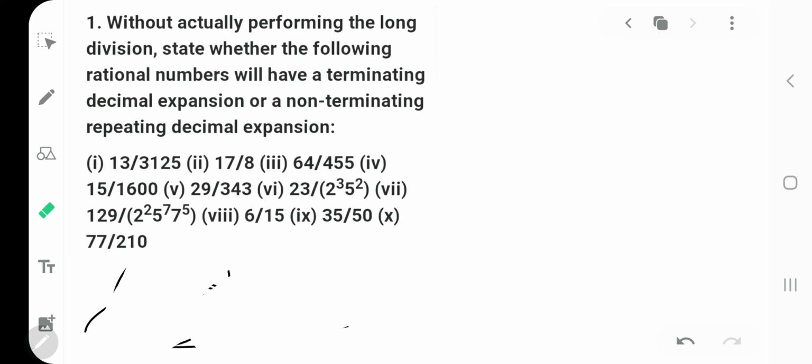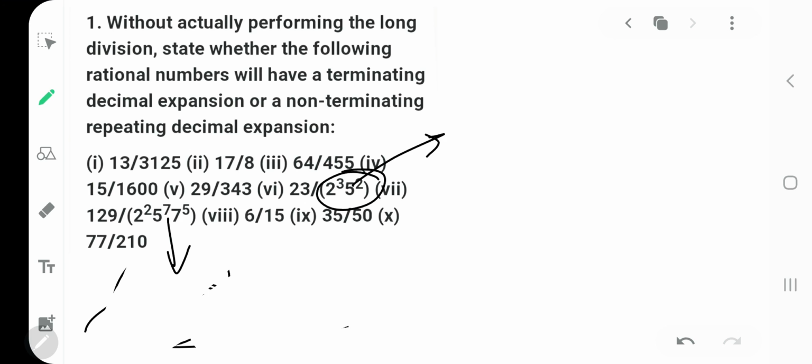Our sixth problem. Now sixth problem, as it is, the denominator is 2 raised to 3 and 5 raised to 2. You can notice this. So the denominator itself in your sixth problem has 2 raised to 3, 5 raised to 2. That means the factors consist of 2 and 5. That means it will be terminating decimal expansion. Then let's go for one more. That is your 7th. Let's see what it says. It says 129 upon 2 raised to 2, 5 raised to 7, 7 raised to 5.